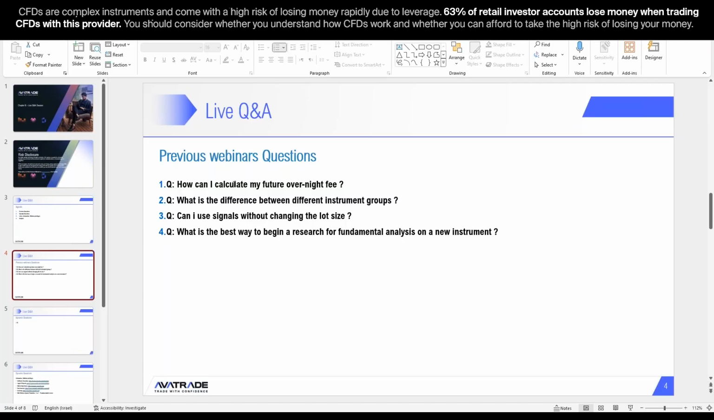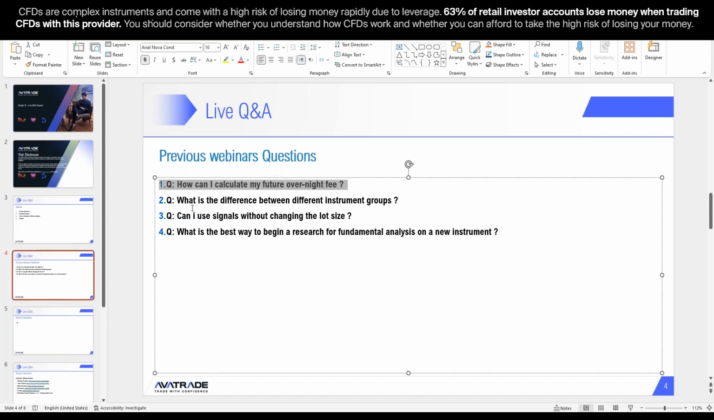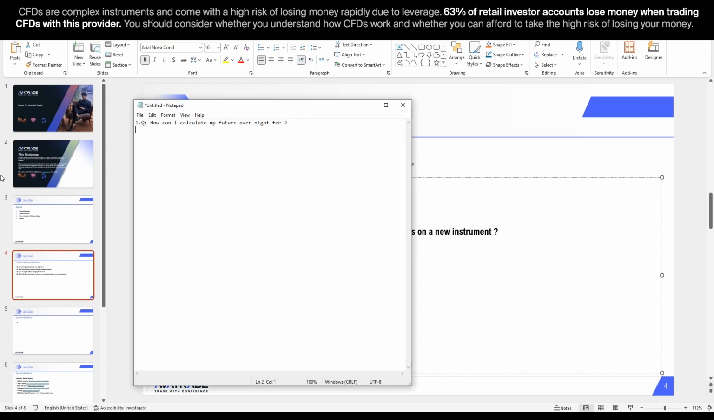So now we're going to go through the questions and do our best to answer them in the best way. The first question we have here is how can I calculate my future overnight fee? Which is called a swap. So we're going to take the question here and we will paste it in our notepad up here.